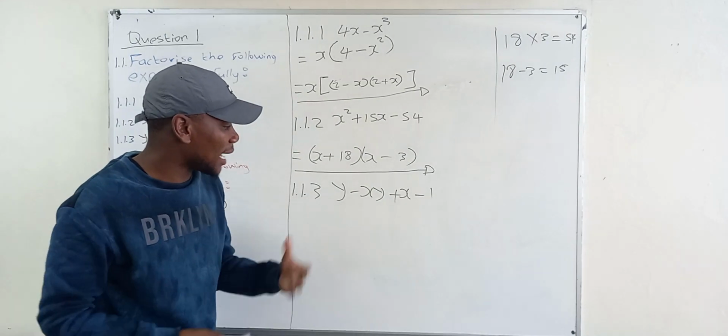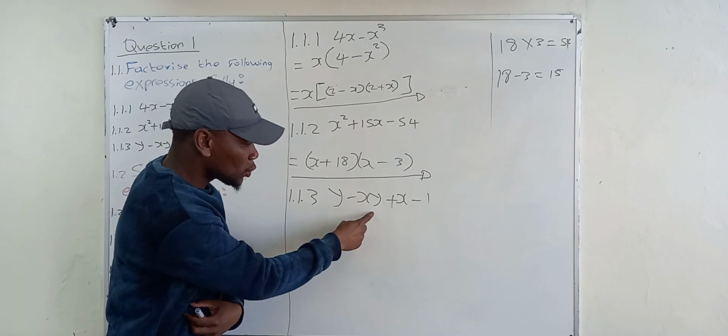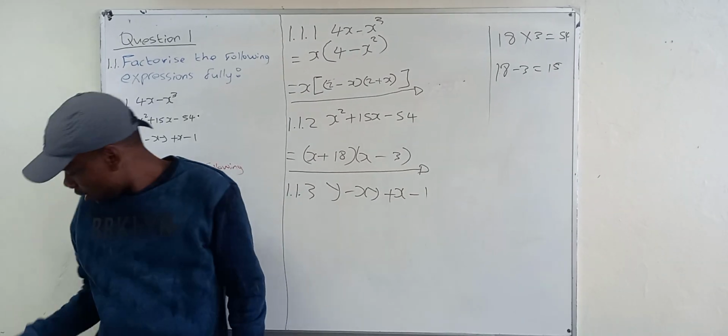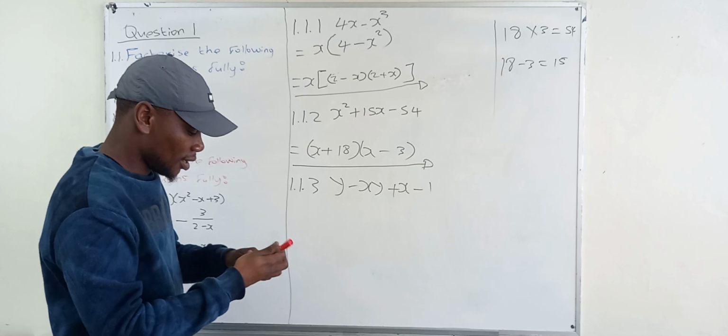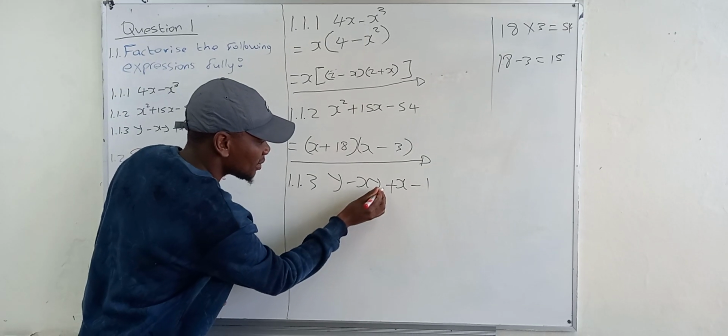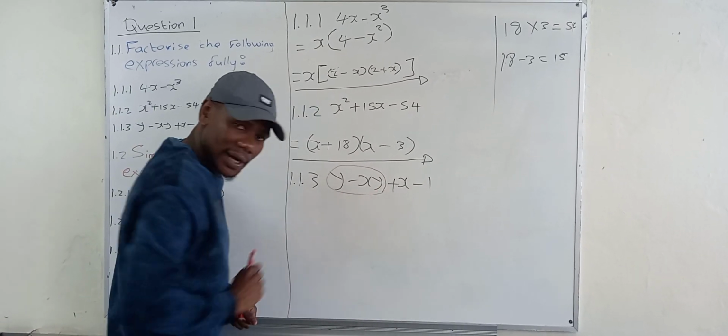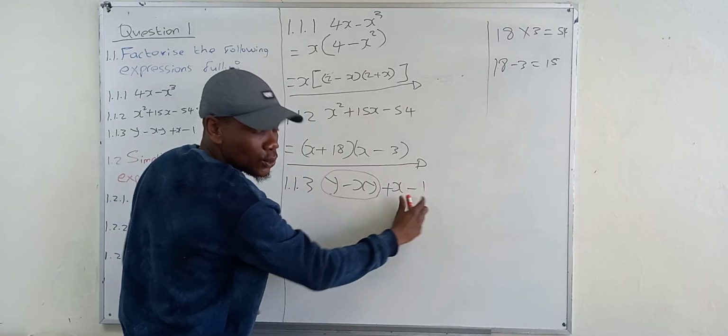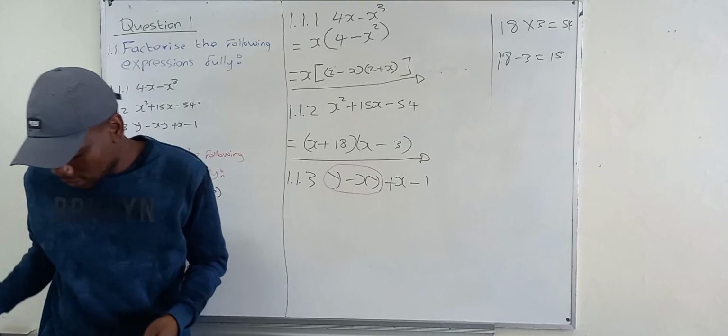Okay, first thing you should realize, we have y minus xy plus x minus y. So you take these ones first, you factorize them, and then you compare the relation from this one to this one. What do I mean by that?